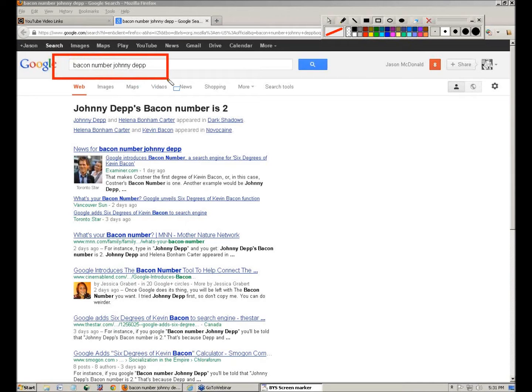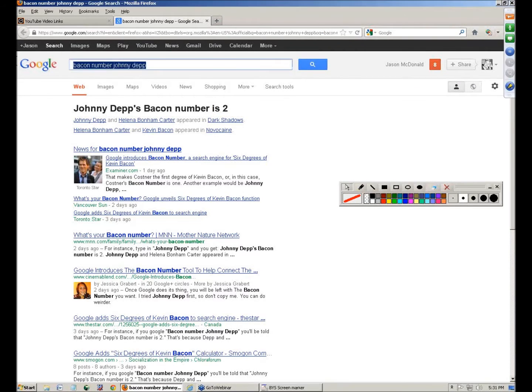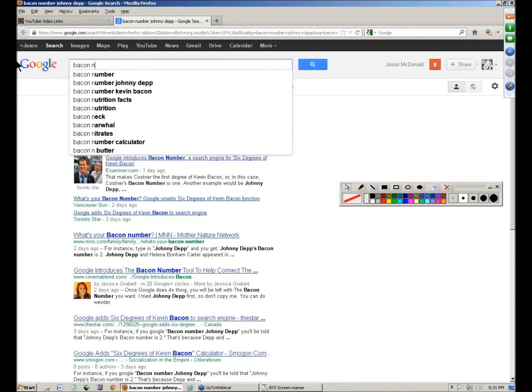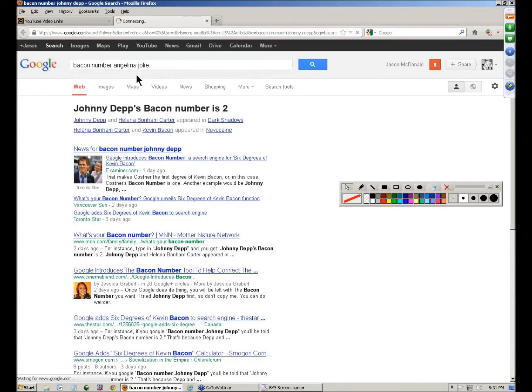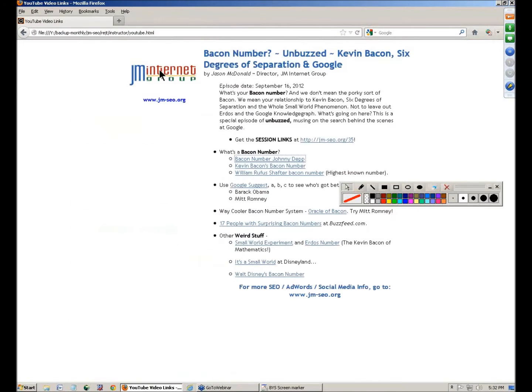We're getting at how many degrees of separation individual actors are from Kevin Bacon. So you type into Google "bacon number" and then the actor that you're interested in, in this case Johnny Depp. He's one of the most popular. And that gives you 2 degrees of separation. What they're saying here is Johnny Depp and Helena Carter were in Dark Shadows, and then Helena Carter and Kevin Bacon were in Novocaine. So that's how you get to 2. What's kind of cool about this new Bacon number thing on Google is you can type in "bacon number," and then you can put in any actor or actress, Angelina Jolie, and you can find out that she's a 2. That's what Bacon number is from Google's perspective.